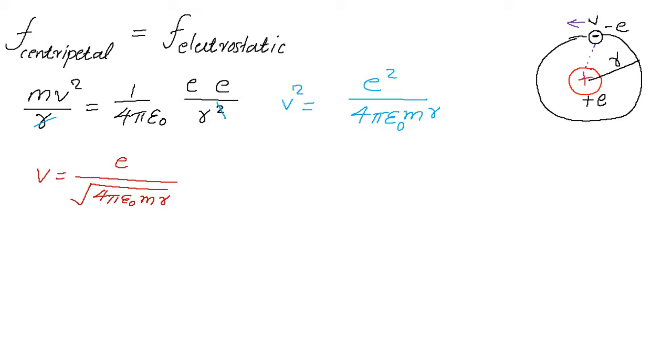So let me call this equation number 1. This is the speed with which the electron revolves around the nucleus. That's very simple. Now the next step, we will calculate the de Broglie wavelength.